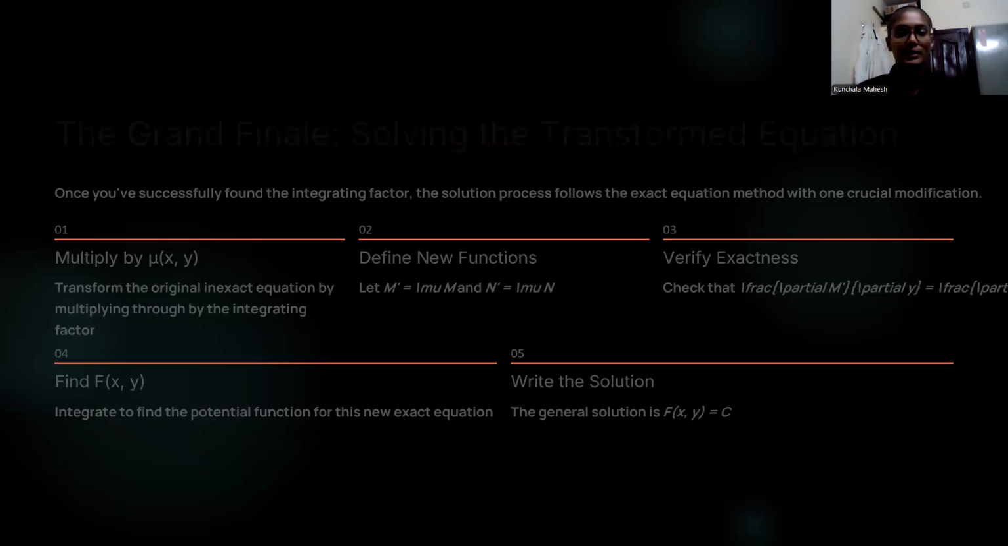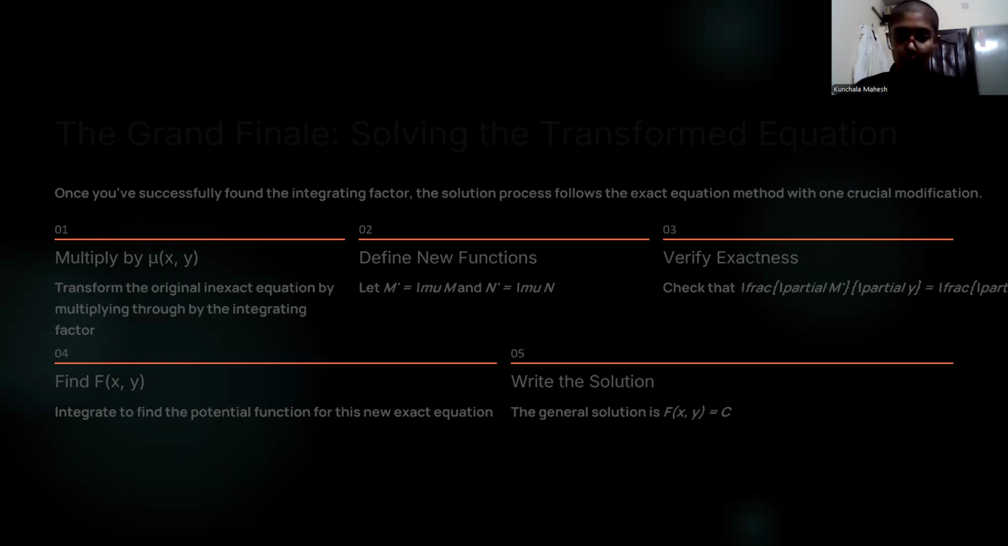Okay, so the grand finale: you have to solve the transformed equation. The first step is to multiply by μ(x,y). The second is to define new functions. And the third is to verify exactness. Coming to the first one, multiply by μ(x,y): you transform the original inexact equation by multiplying through by the integrating factor. The second is to define new functions: let M̃ = μM and Ñ = μN. Then you have to verify the exactness.